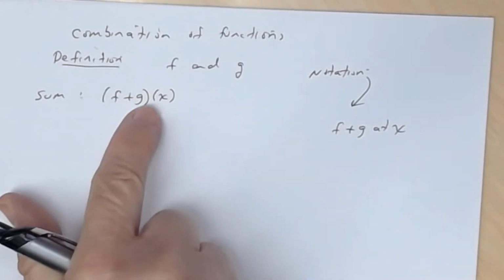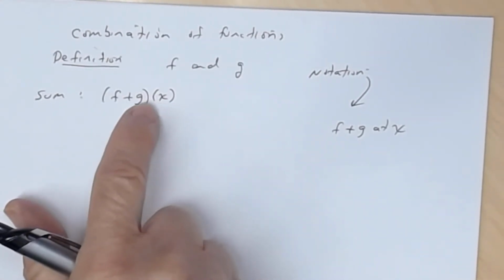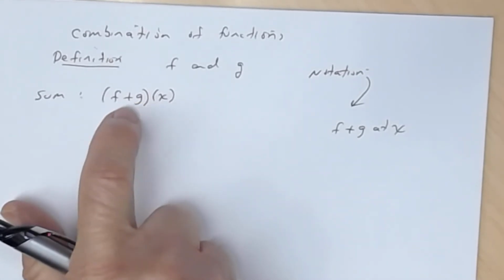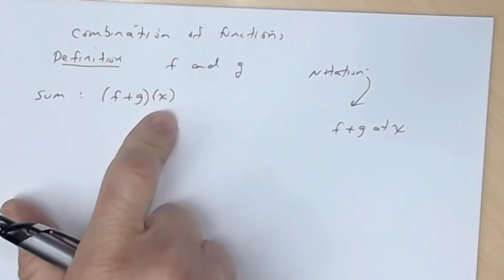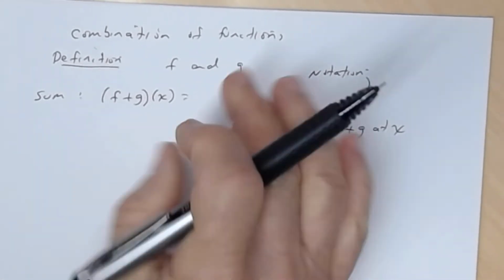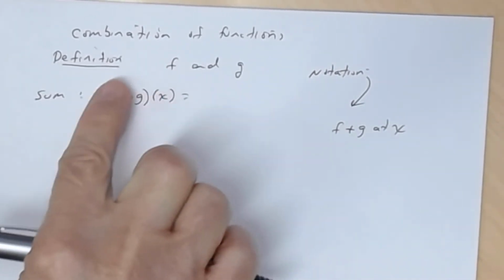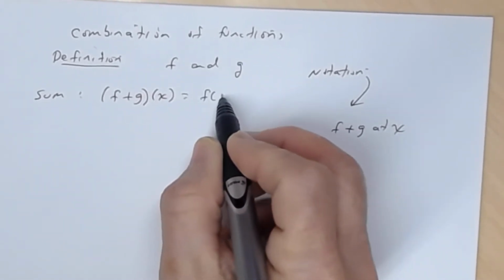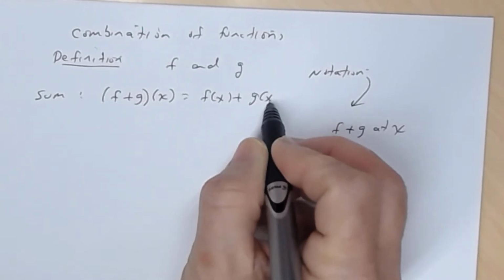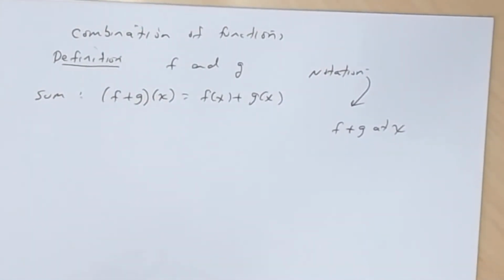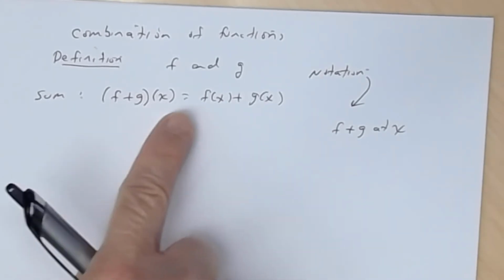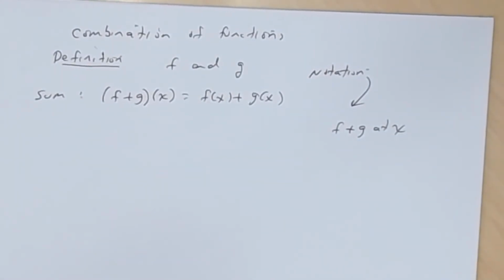Now that does not mean multiply, so don't think that that's multiplication. That's a very easy thing to misunderstand. So this means f plus g at x. Now, here's what that means. These are the definitions. The definition of this notation means this: f of x plus g of x. That's what that means. Okay? So f plus g at x is f of x plus g of x.